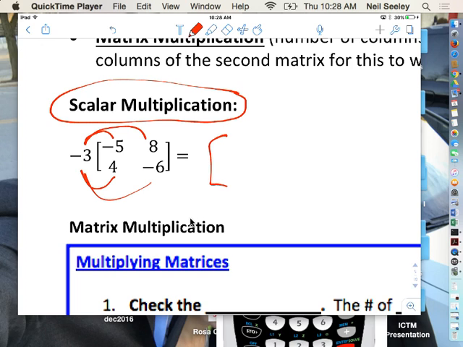So this becomes as simple as, hey, that's 15, because negative 3 times negative 5, negative 3 times 8, you distribute. So this is the fun one. It's called scalar multiplication. All the vectors that we just did.